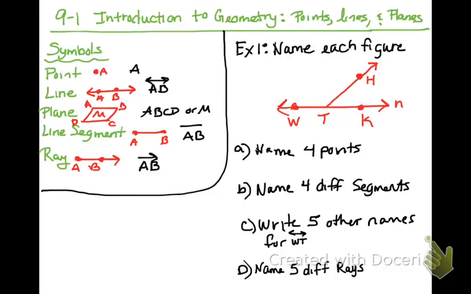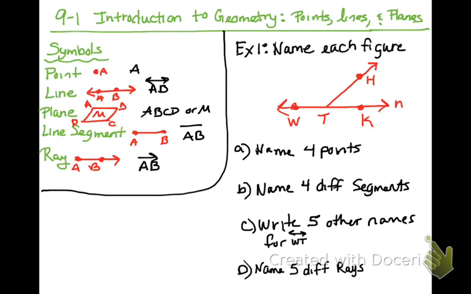Alright, today's lesson is 9-1, Introduction to Geometry. We're going to talk about points, lines, and planes. Some symbols that we have: a point, if you have a dot with an A, that's called point A. And if you have a line that has two arrows on both sides, it's called line AB, and you would write it out with a line sign over the top of the two variables. You only need two variables when you write a line.